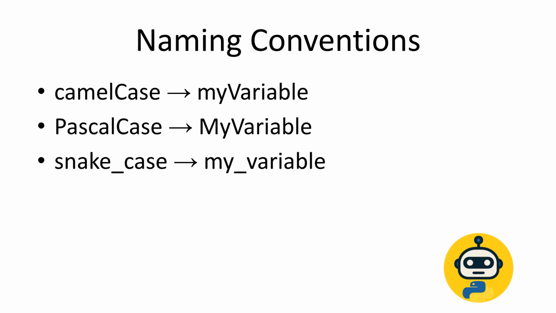There are common naming conventions in Python. These include camelCase, such as myVariable, PascalCase, like MyVariable, and snake_case, exemplified by my_variable.